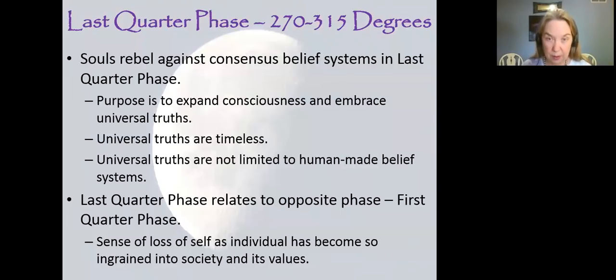Now, the opposite of last quarter phase is first quarter. So there can be a continued loss of ourself if we cling to all of society and its consensus values. If we embrace that crisis in consciousness or beliefs through last quarter square, then what happens as we open up to universal beliefs, we still have a function as an individual.